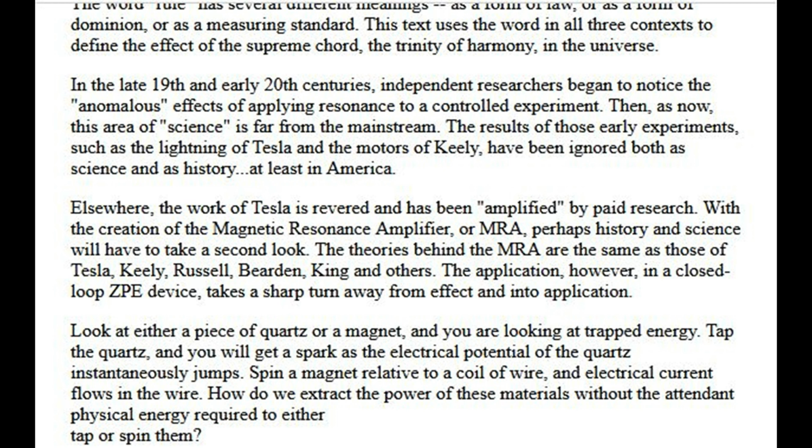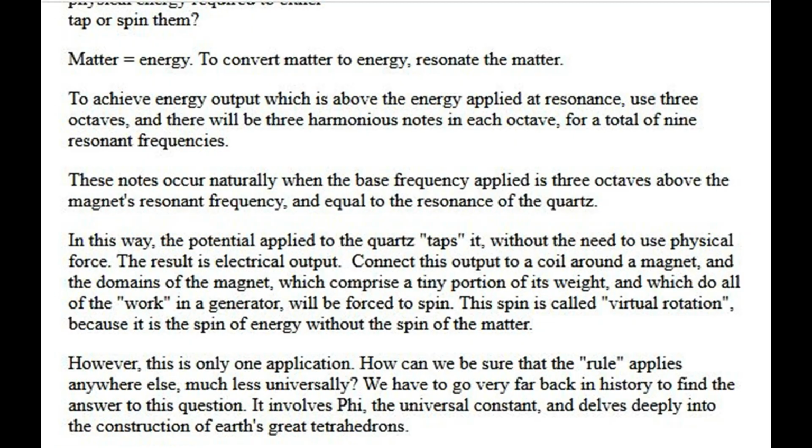Look at either a piece of quartz or a magnet, and you are looking at trapped energy. Tap the quartz, and you will get a spark as the electrical potential of the quartz instantaneously jumps. Spin a magnet relative to a coil of wire, and electrical current flows in the wire. How do we extract the power of these materials without the attendant physical energy required to either tap or spin them? Matter equals energy. To convert matter to energy, resonate the matter.